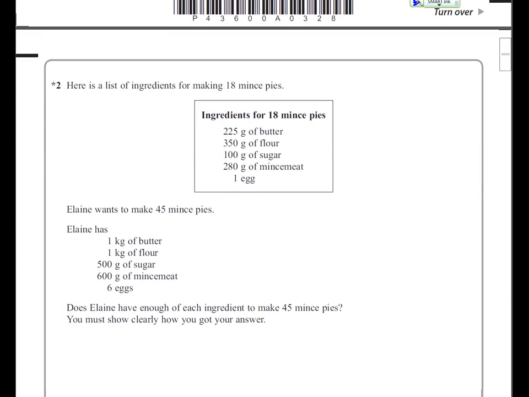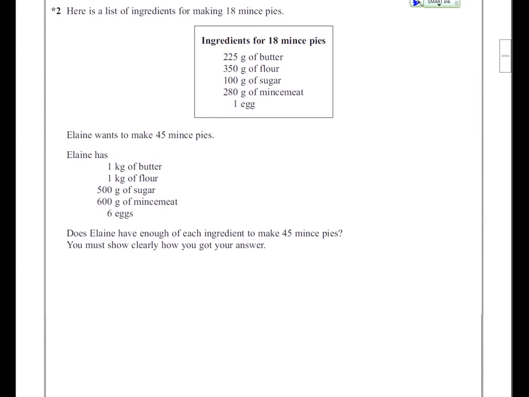Okay. Question 2 is a starred question, which means it's functional. You need to show clearly how you got your answer. Okay, you can see the star there. So we've got some ingredients for making 18 mince pies. Must be Christmas time. Here's a list of ingredients. I'm not going to read that out for you. You can see the table. Elaine wants to make 45 mince pies.